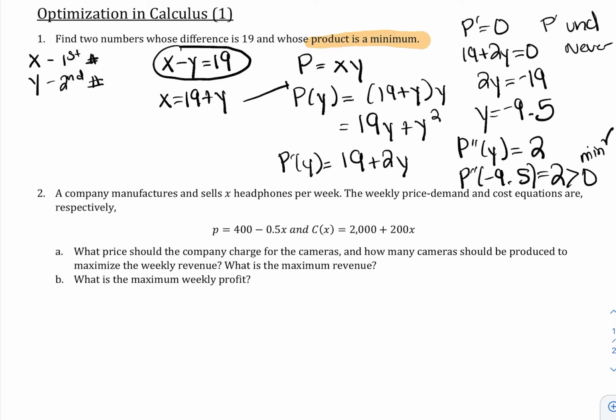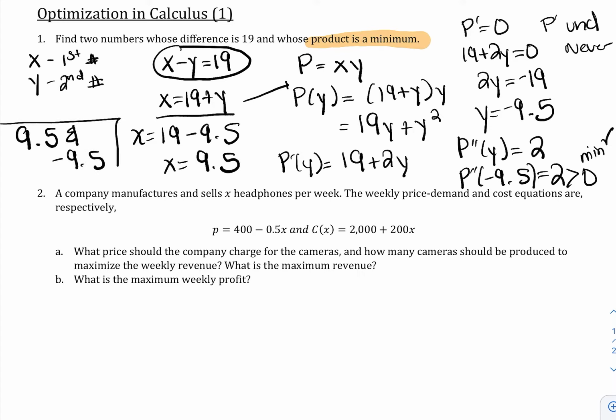So now I have the y, but I'm missing my second number. So I need to plug it into where I solved for x. So I get x is equal to 19 minus 9.5. So x is equal to a positive 9.5. So my two numbers are 9.5 and negative 9.5. Perfect.